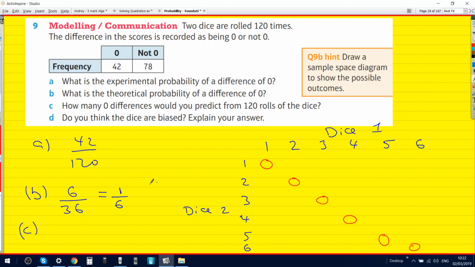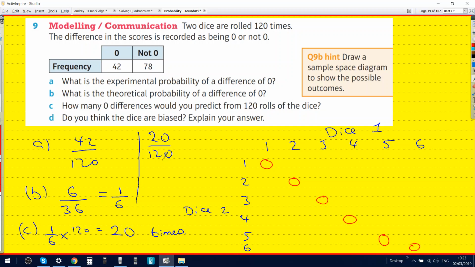So that'd be 120 divided by 6. That'd be 20. And do you think the dice is biased? No. So that would be 20 over 120, so 20 times out of 120.